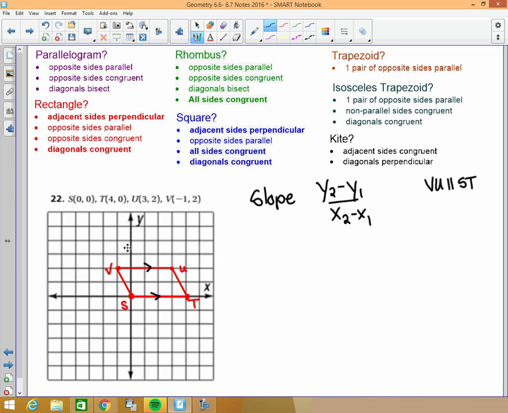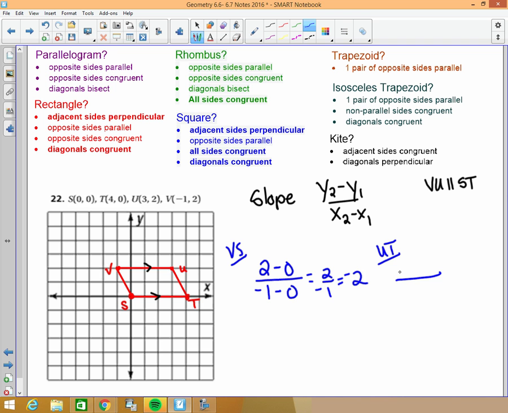So let's go ahead, though, and do the slope for VS and UT. V is (-2, 2), so I'm going to say that's 2 and -1. And then S is what? (0, 0). So the slope is going to end up being 2 over -1, which is what? -2. And that was the slope for VS. So let's go ahead and do the slope for UT.